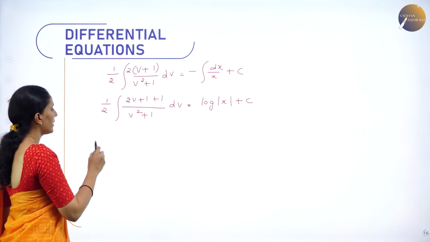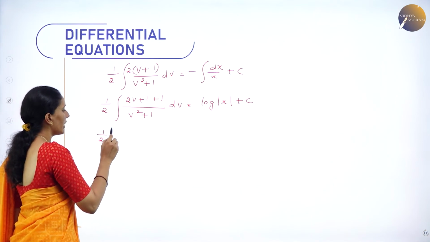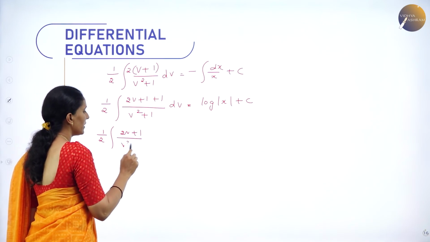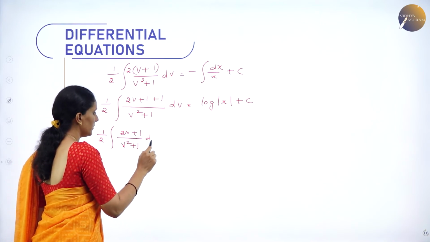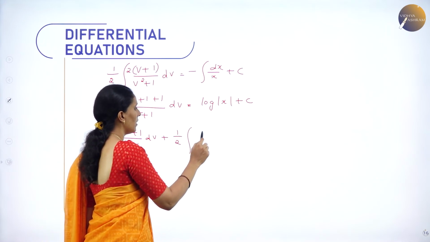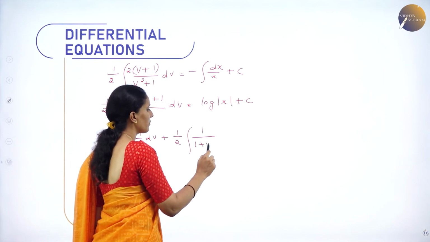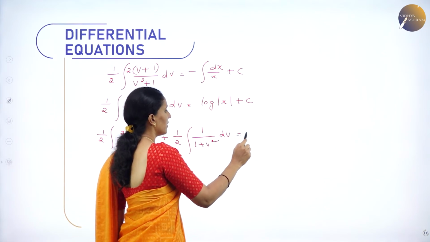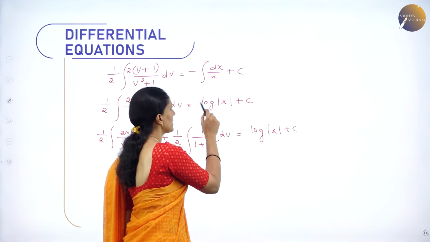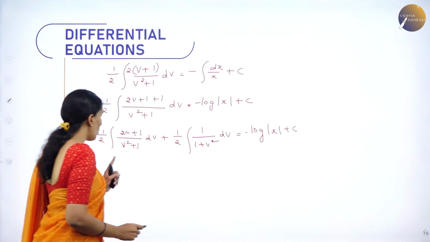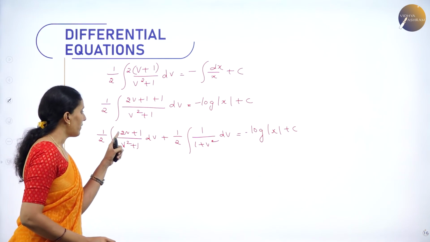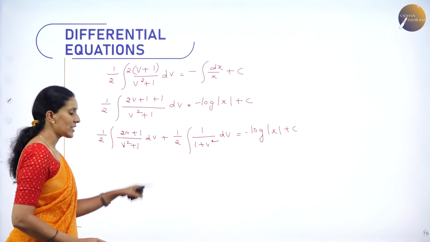Now here I can write it as half integral of (2v plus 1) divided by (v square plus 1) dv, plus again half integral of 1 divided by (1 plus v square) dv, equals log mod x plus c. I have minus here, so I'll put minus. And now this is in the form of f of x and f dash of x, where f dash of x is in the numerator and f of x is in the denominator.